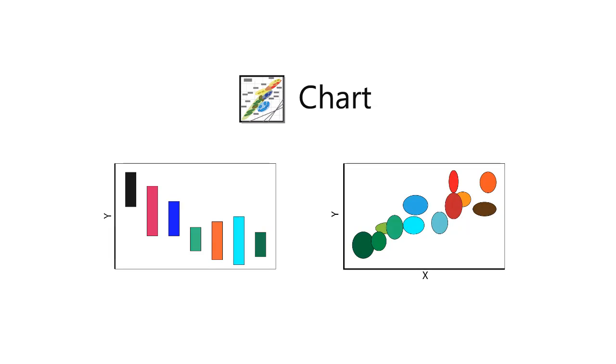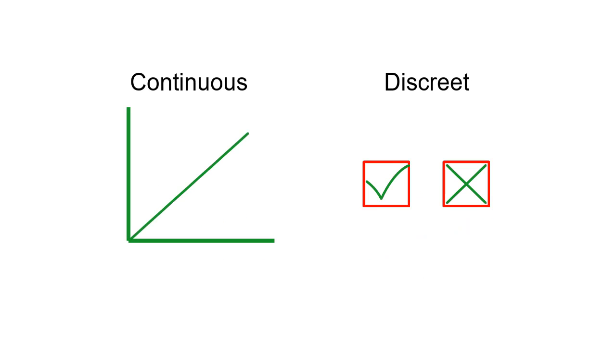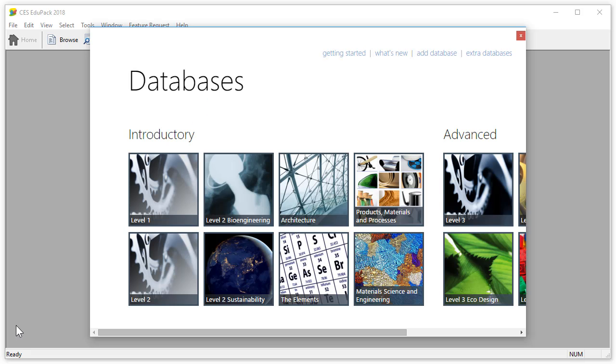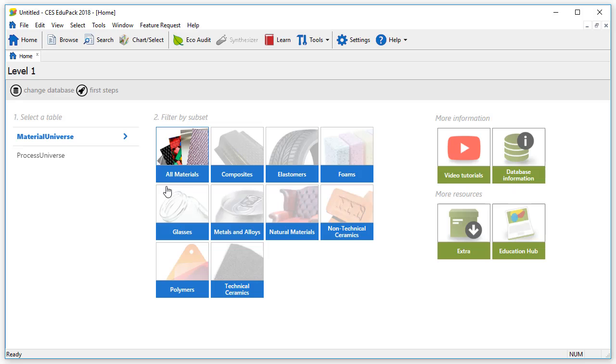In this video tutorial, we will look at how to plot charts with one or two axes using continuous as well as discrete variables. Let's open the Level 1 database. To create a chart in CES EduPack, we start by using the Chart Select function.